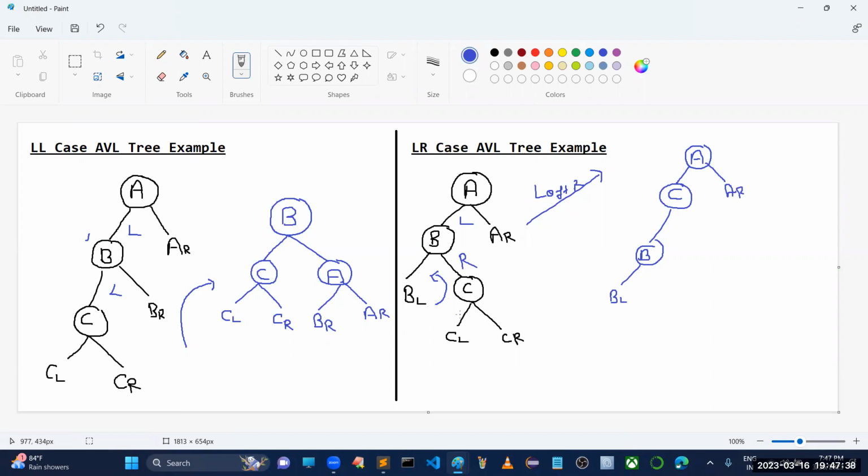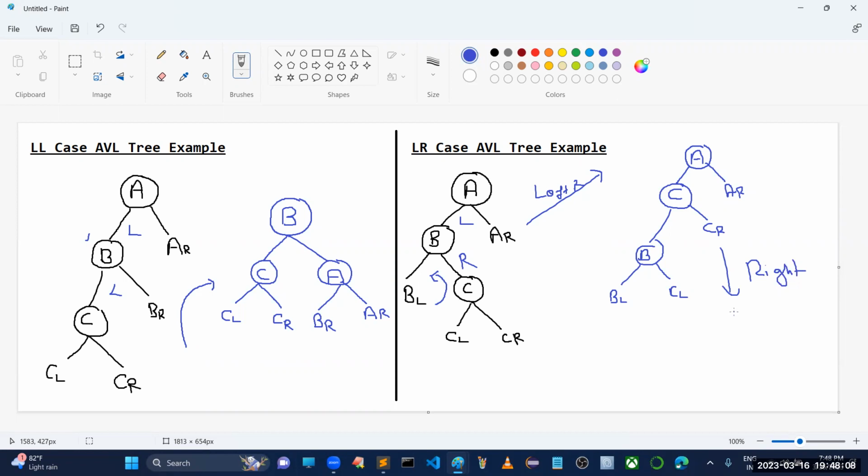What about C's children? For C, CR will be available as it is. What about CL? It is less than C, and it is greater than B, right? Yes, so CL will come here. Again it is the same as before. In this case again, which rotation do we have to do? Right rotation. We have to do right rotation.